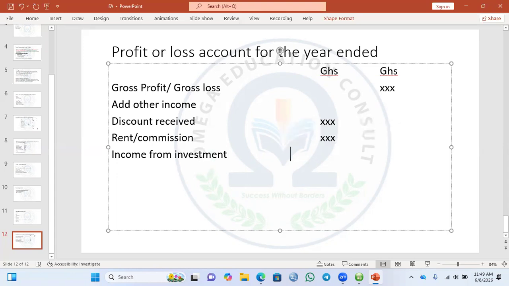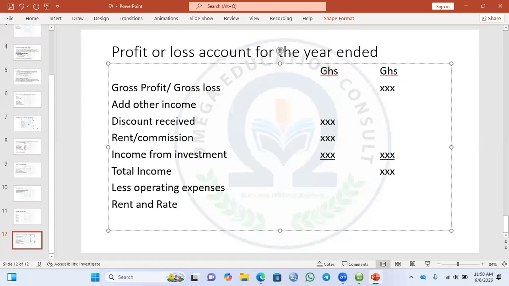Sum them up and then add to the gross profit or gross loss to get your total income. So after getting your total income, what will be left is your operating expenses. Less operating expenses. Because of time, I may list a few of them. So some of them will be rent and rates.